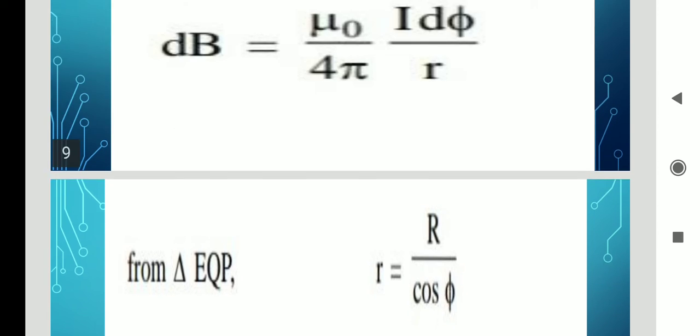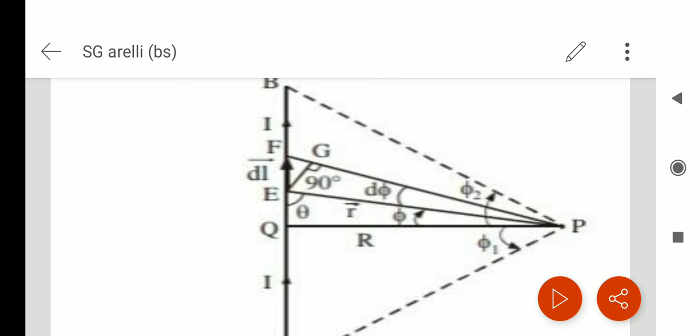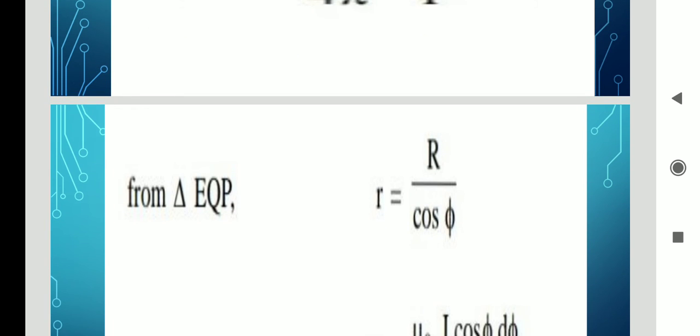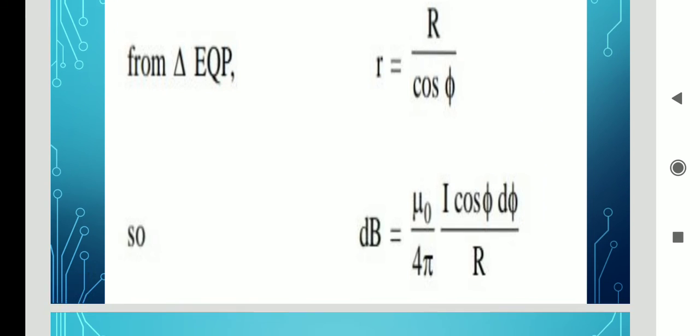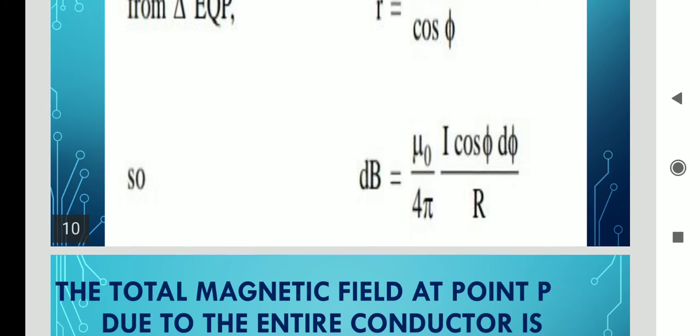But from triangle EQP, see the figure, triangle EQP and triangle EGP are similar triangles. So from triangle EQP, small r equal to capital R by cos phi. Therefore dB equal to mu naught by 4 pi I cos phi d phi by R. We are replacing the value of r here, so that's the reason we get this formation.